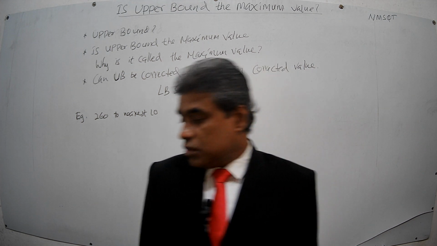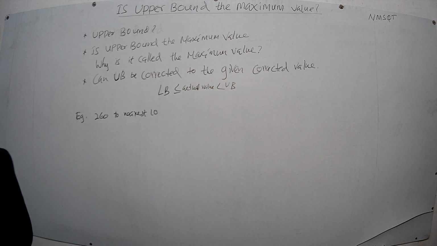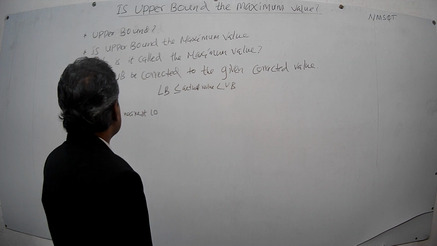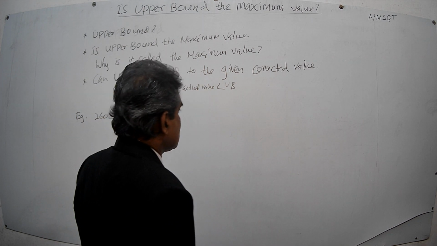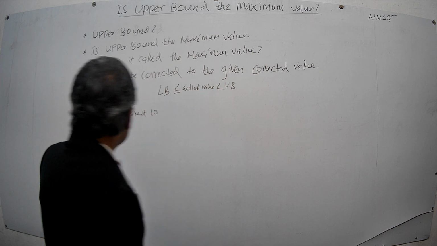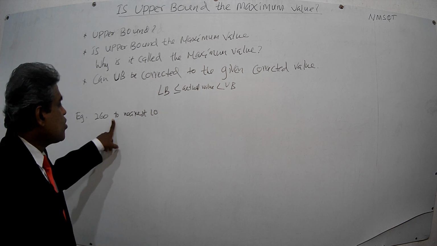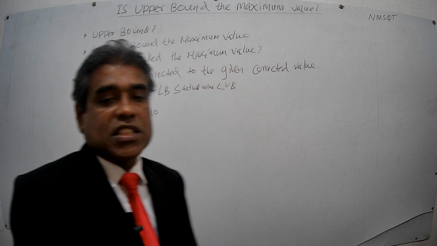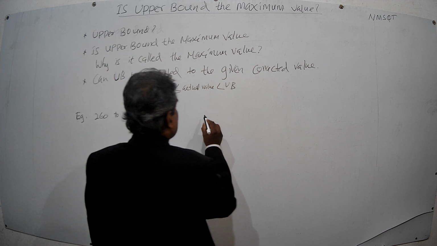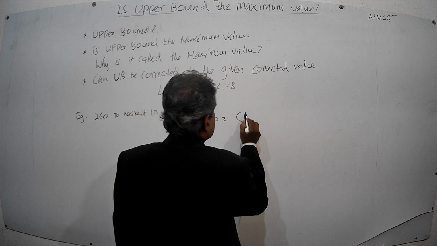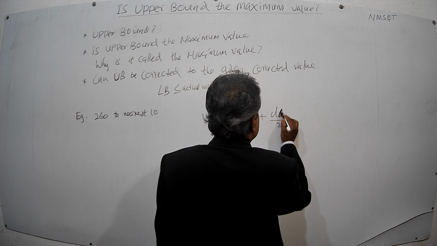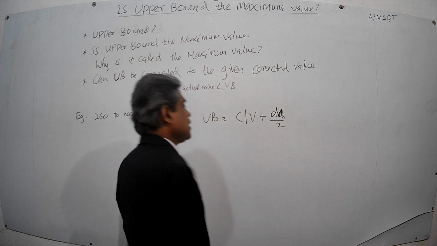First of all, the upper bound. I will take an example in the first place. Say 260 is the value corrected to nearest 10. Now we will find the upper bound. The upper bound formula: upper bound equals corrected value plus degree of accuracy over 2. That is the upper bound formula.